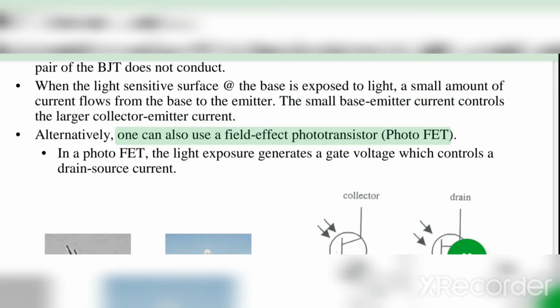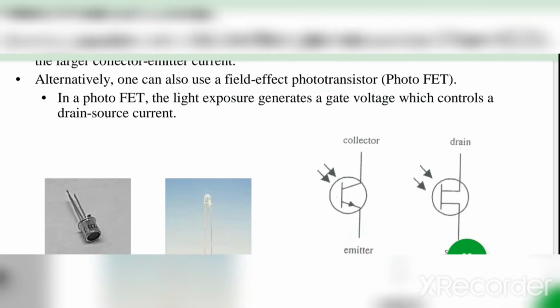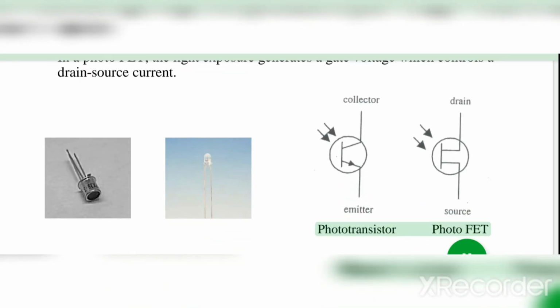Alternatively, one can also use a field effect phototransistor, a photo FET. In a photo FET, the light exposure generates a gate voltage which controls a drain-source current. Phototransistor, photo FET. How a phototransistor works.